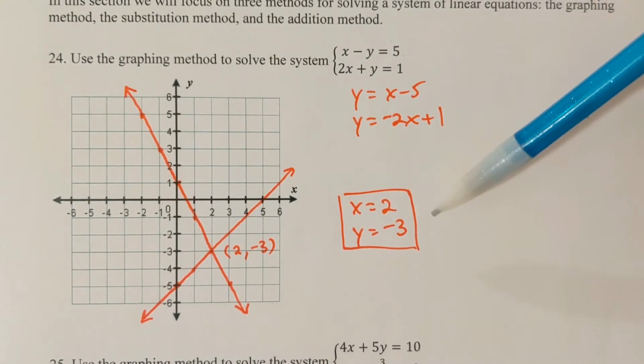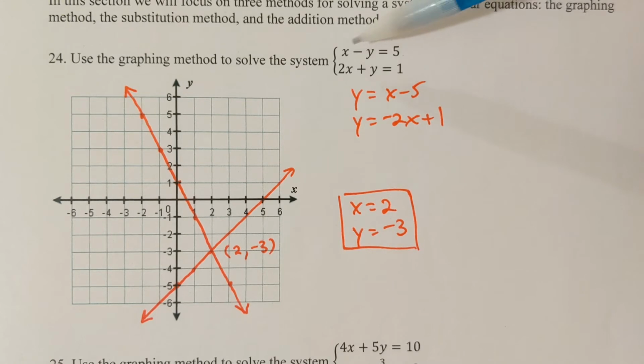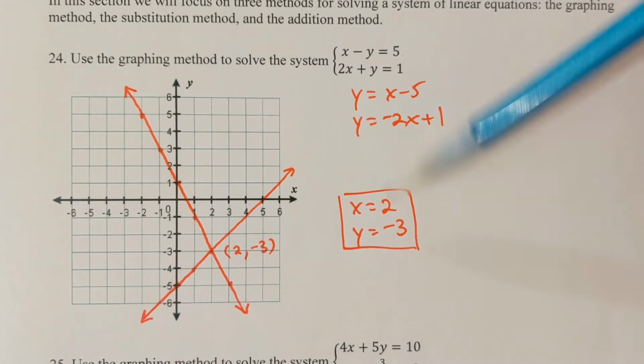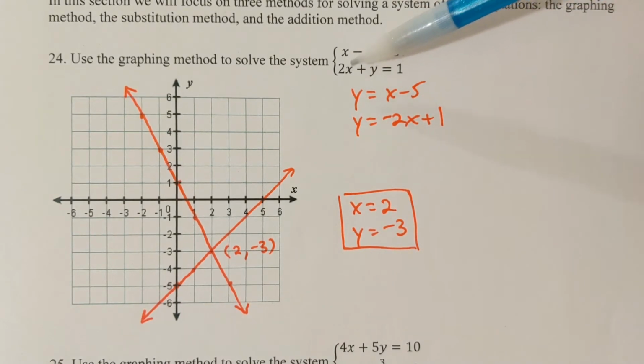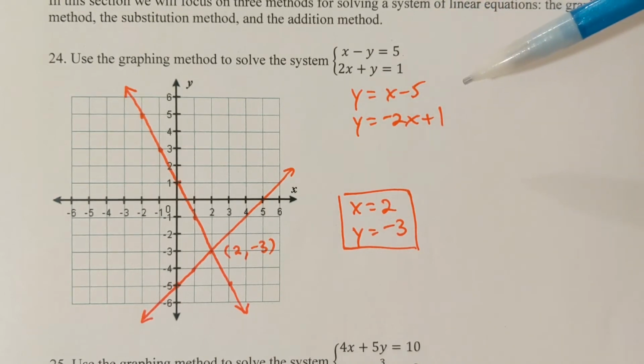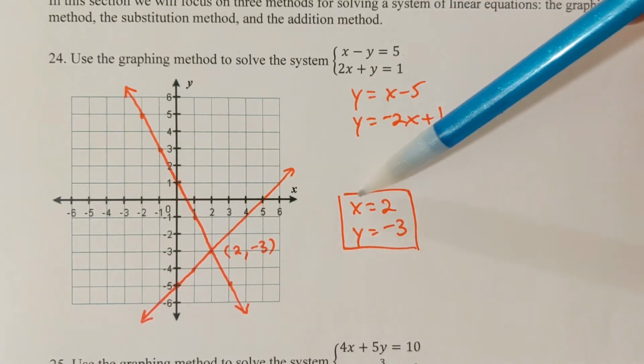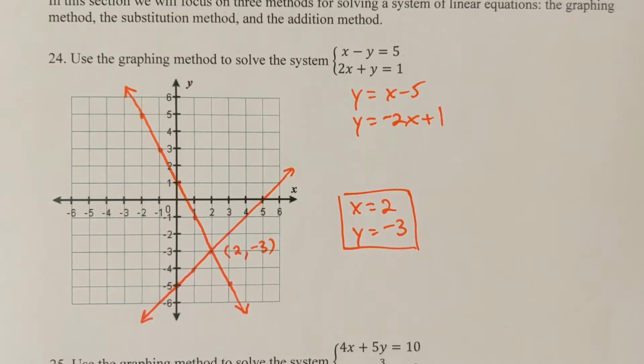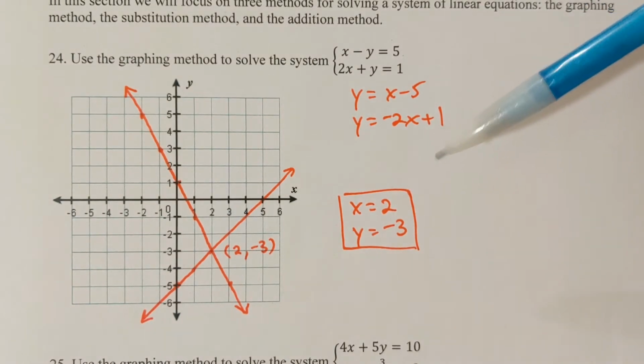x is 2, y is negative 3. So is it true that 2 minus negative 3 is 5? Yeah, 2 plus 3 is 5, that's true. And is it also true that 2 times 2 is 4, minus 3 is 1? Yeah, that would also be true. So x equals 2, y equals negative 3 would be the solution to that system.